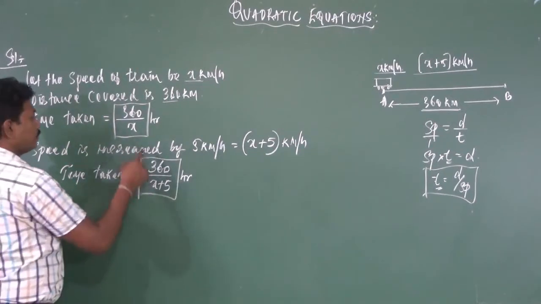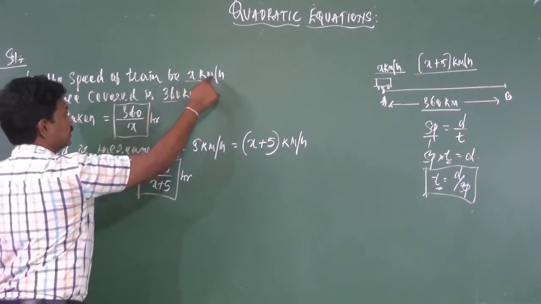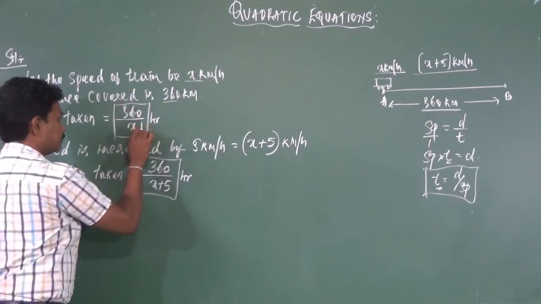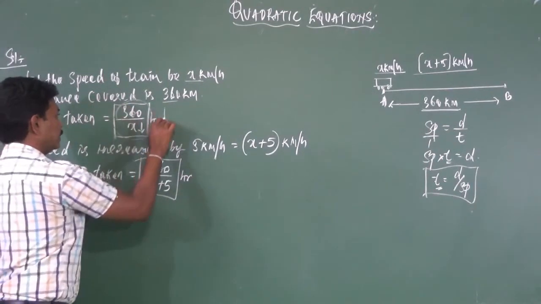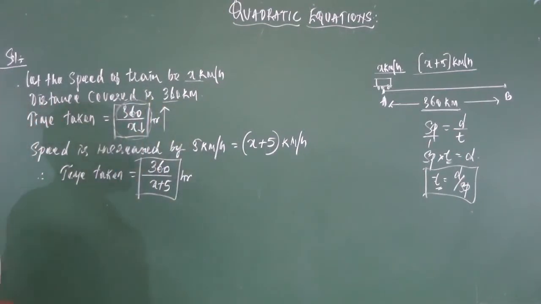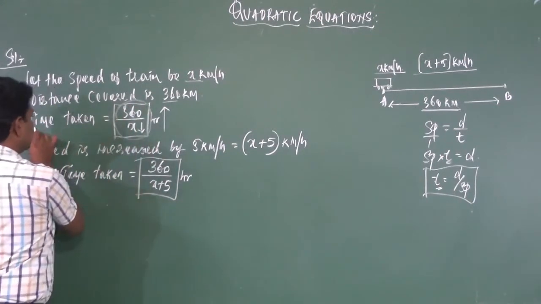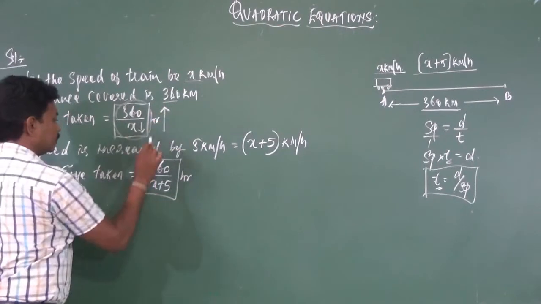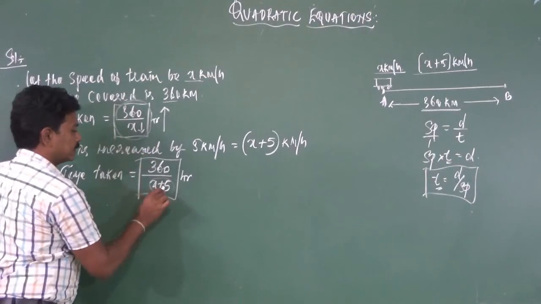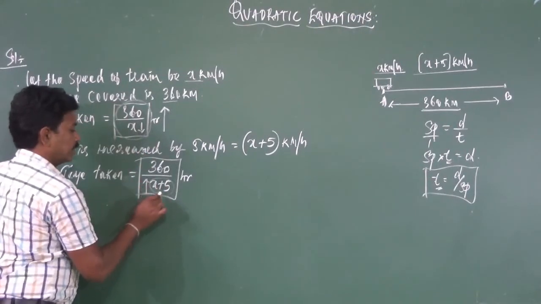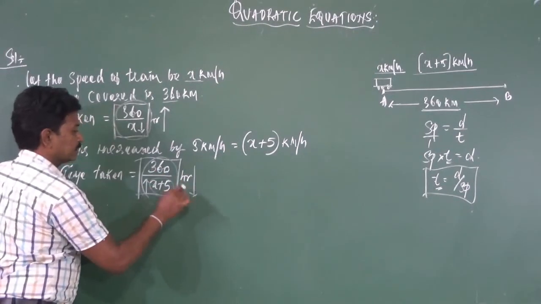Here the speed is less, that is x km per hour. As the speed is less, the value of this fraction increases. Remember this. The value of the fraction is nothing but time, so therefore time increases. When compared to this, in x plus 5 the speed is increased, so the denominator value has increased. As the denominator value increases, the value of the fraction decreases, that is, time decreases.